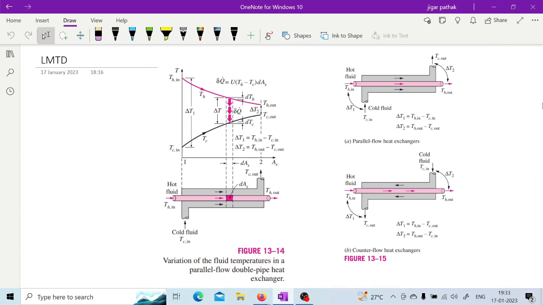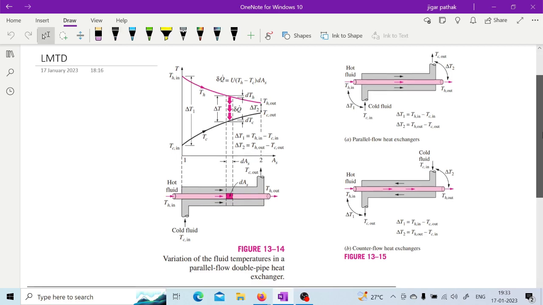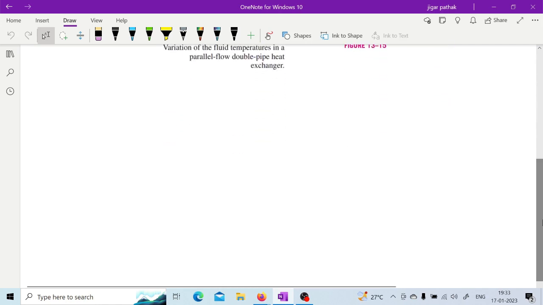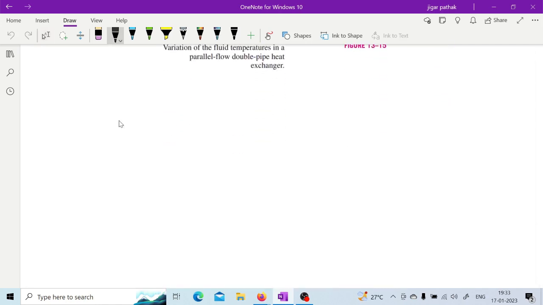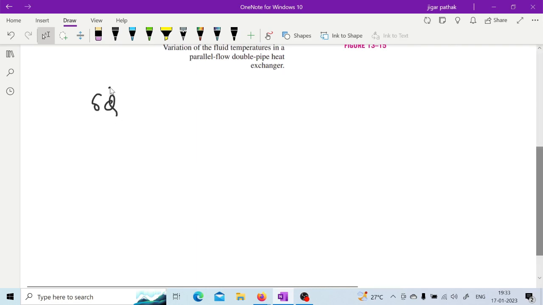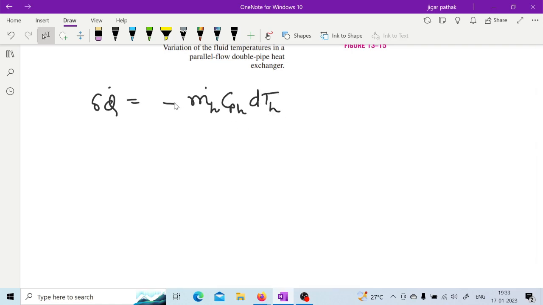So in this figure, if we focus on a particular portion of the heat exchanger, then in that portion we can consider how the heat transfer is taking place. Let us say the heat transfer is minus mh cph dTh. Here the minus sign is considered because heat is removed from the hot fluid.